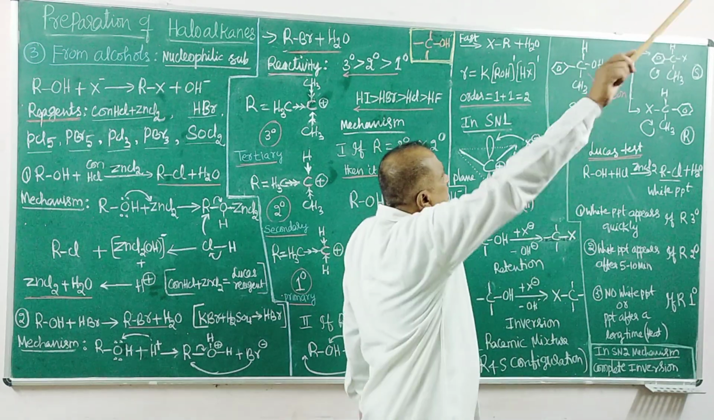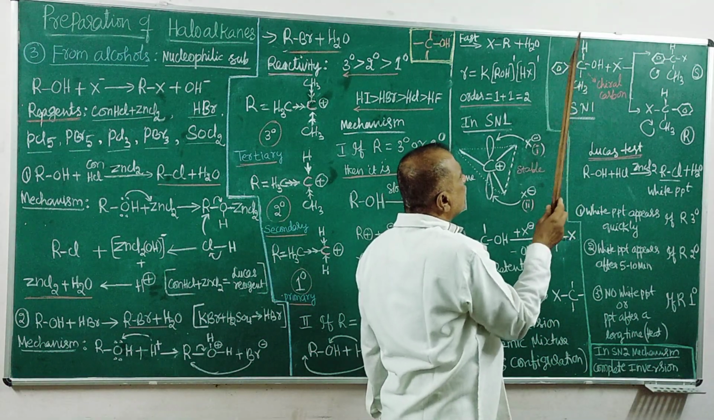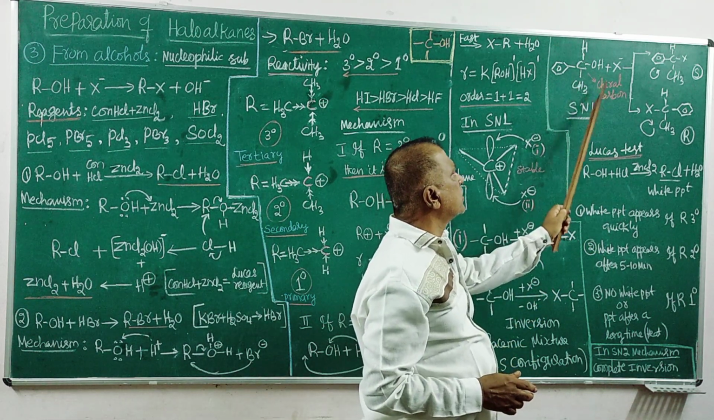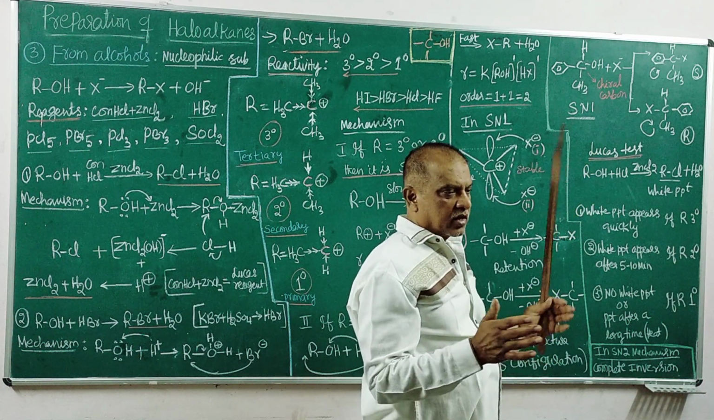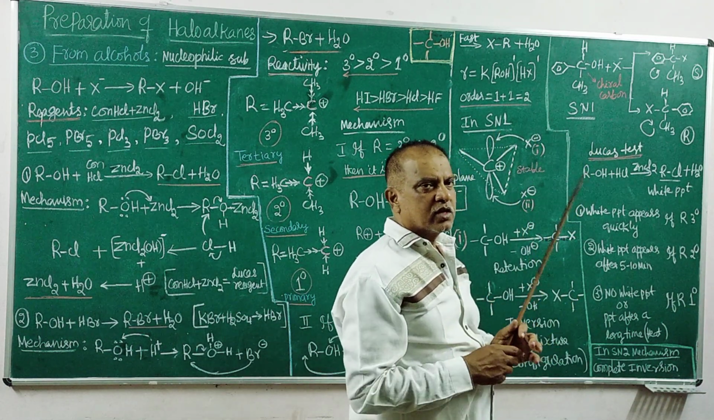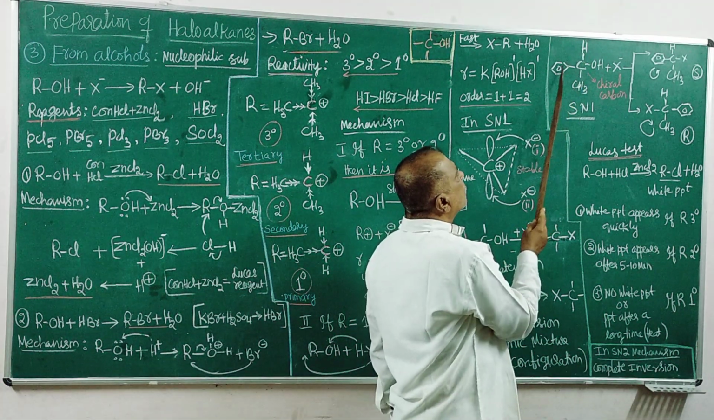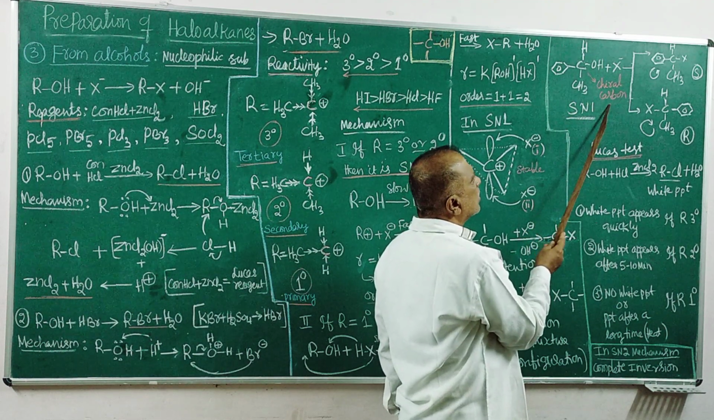If you take a carbon like this, we have four different groups. In the case of four different groups, the central carbon is known as a chiral carbon. Chiral means the carbon is connected to four different groups. It is also called an asymmetric carbon. Four different groups: H, OH, and so on, on the chiral carbon.